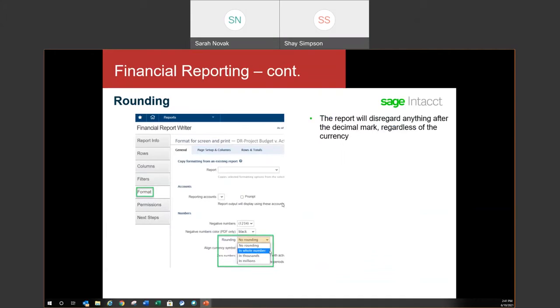All right, also in financial reporting, you're going to notice a difference. Down here in our rounding, it used to say in whole dollars. Now it says in whole numbers because we are going international and we have more multi-currencies. So it's actually going to say in whole numbers.